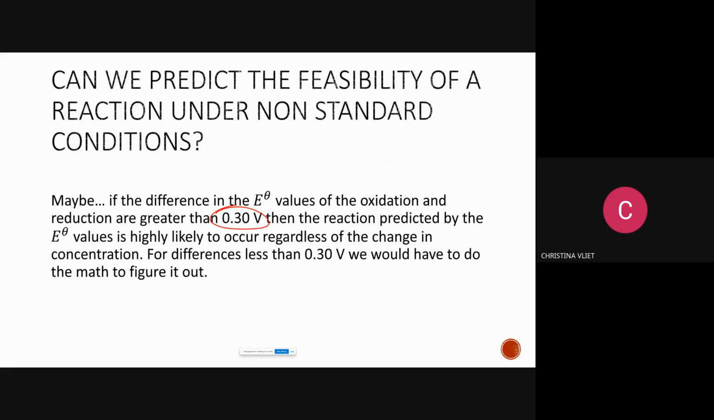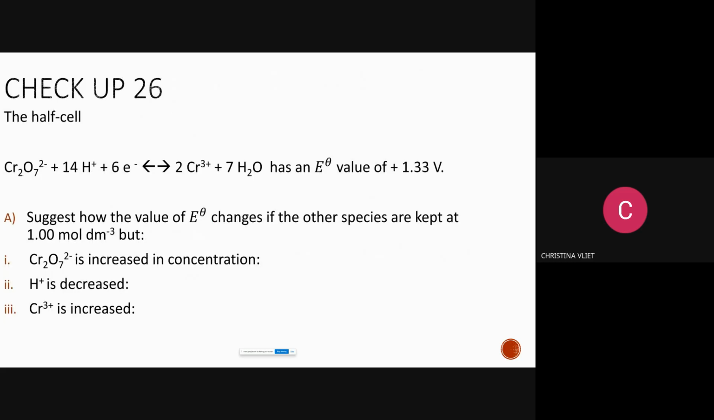But let's take a couple extra looks at questions from the textbook. So check up 26. That means we're 26 exercises through this chapter. That's pretty far. That's how you know that you're in the final lesson of the chapter. Cr2O7 2 minus plus 14 H plus plus 6e minus goes to that. You've seen this equation before. It's one of the more complicated half reactions, but I know we've seen this before in Bellwork. They tell us we have an E value of 1.33 volts. Suggest how the E value changes if everything is kept constant except for one thing. Cr2O7 2 minus is increased in concentration. What would happen to the E value?